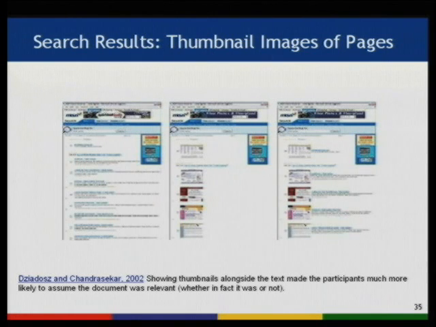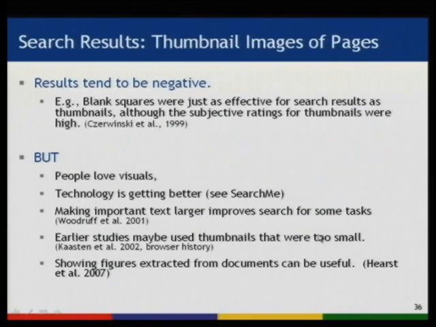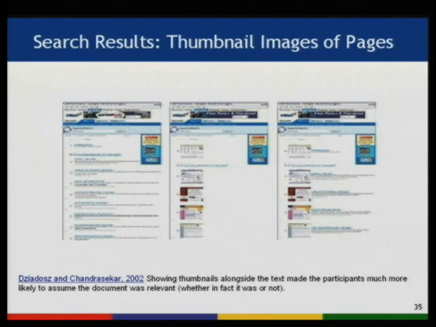Now, there's one area where it's still a question, showing images of pages. At least it's a question in my mind. So most of the studies suggest that showing images in search results, where it's sort of a shrunk down version of the page, doesn't help and in fact can hurt results. This was one study where they did a comparison, but it's not a very fair comparison because they kind of compared having the titles to having the images and no titles to having both. But when they had both, they found that participants were more likely to assume the document was relevant whether or not it was. So kind of an odd result like that.